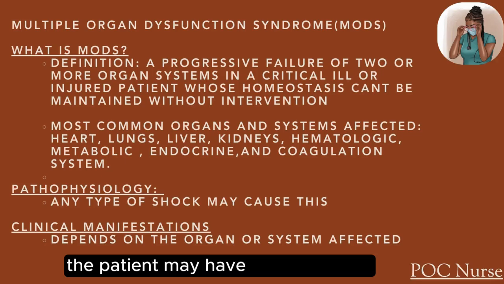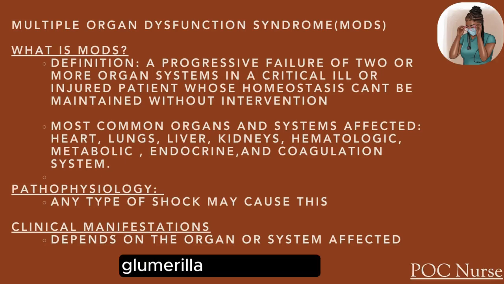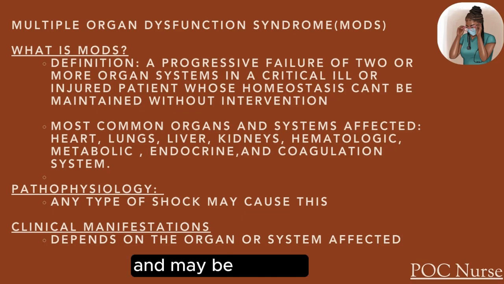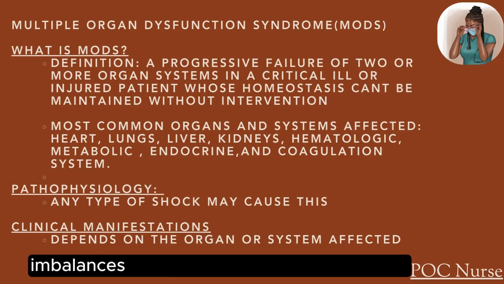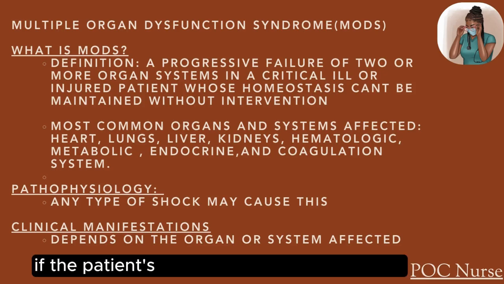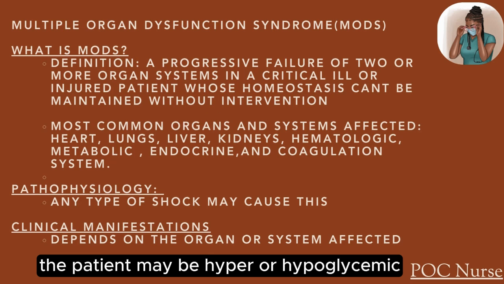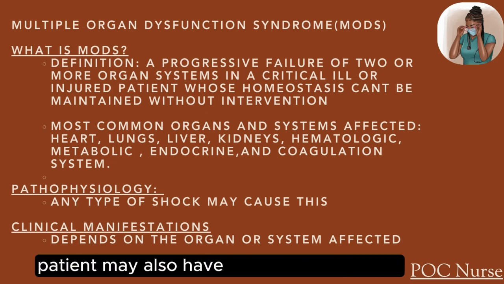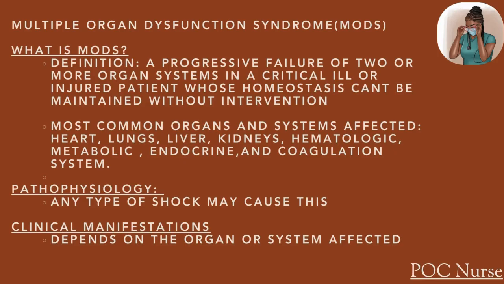If the kidneys are involved, the patient's creatinine levels may be high. The patient may have a decreased GFR, glomerular filtration rate. The patient may have decreased urine output and may be oliguric. The patient may also have electrolyte imbalances that are life-threatening in nature. If the patient's endocrine system is involved, the patient may be hyper or hypoglycemic, high or low blood glucose levels. Patient may also have adrenal insufficiency.